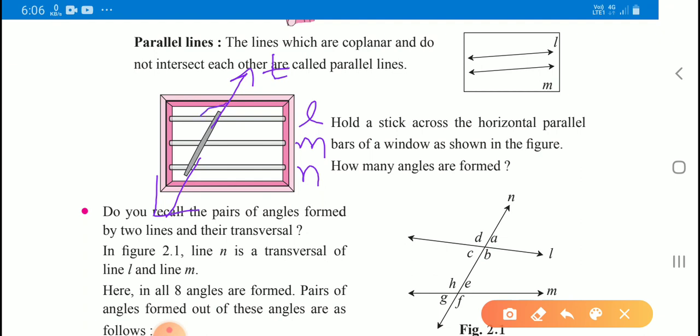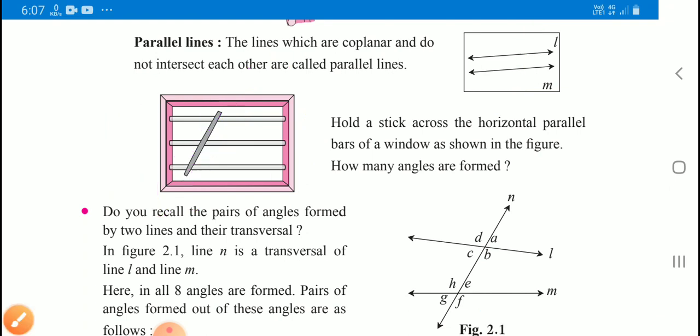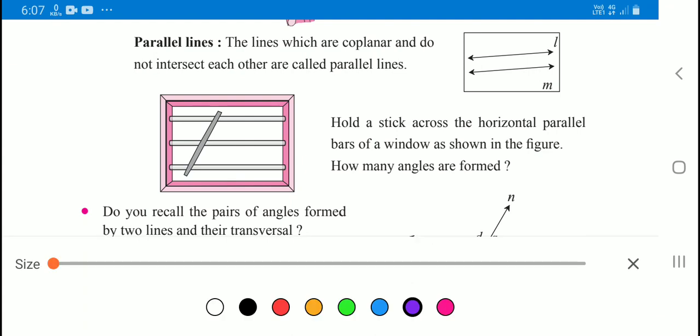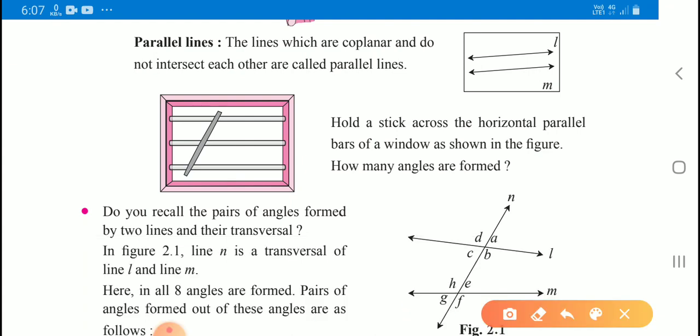Then here you will get two angles. Okay, downside two angles means total four angles you will get here nearby the line L. Then M's there four angles and N's there also you will get the four angles. If two parallel lines will be there and we will draw the transversal, then you will get the total 8 angles. Okay, I will show you again this by drawing the two parallel lines.